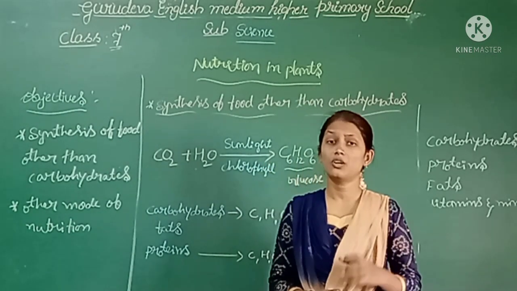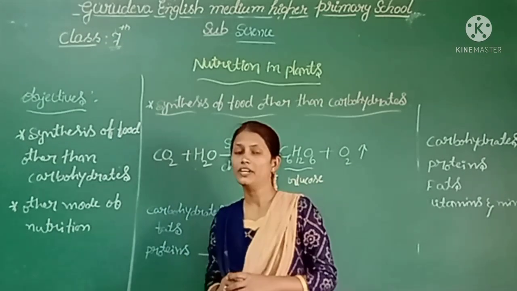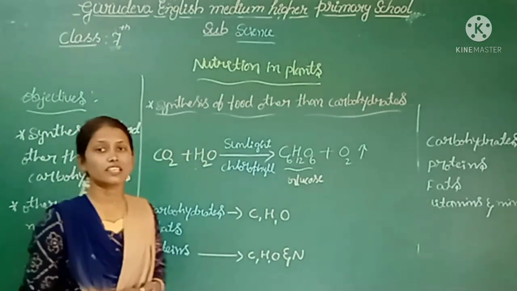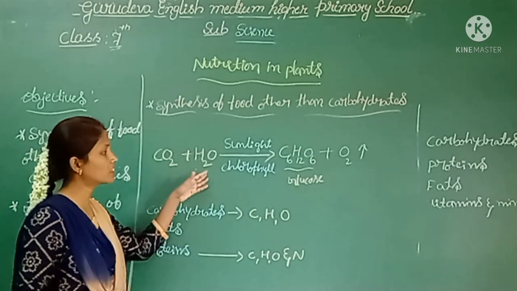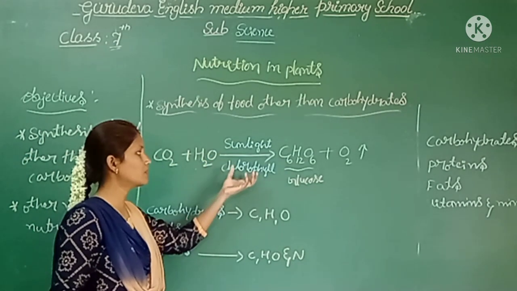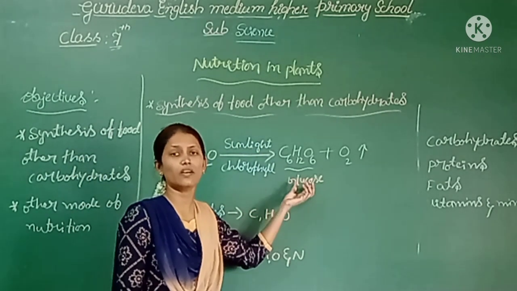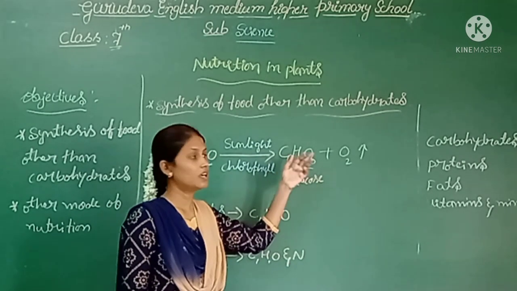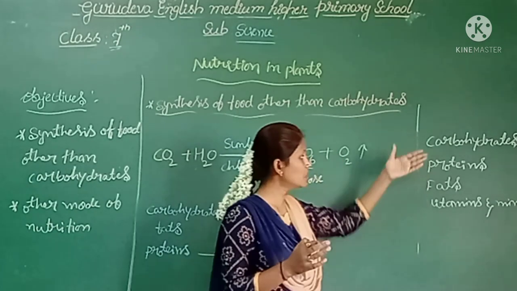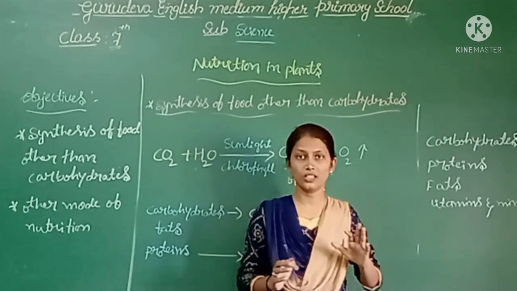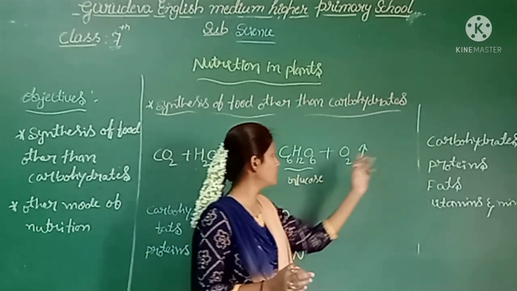Now let us start today's topic, that is the synthesis of food other than carbohydrates. As we learned in the last class, in the photosynthesis process, by using carbon dioxide and water in the presence of sunlight, chlorophyll captures the sunlight and then the food is prepared. Here glucose is one of the units of carbohydrates, and oxygen gas is produced. Food should have all the nutrients, means all these nutrients should be present in the food. Here we have obtained only carbohydrate.